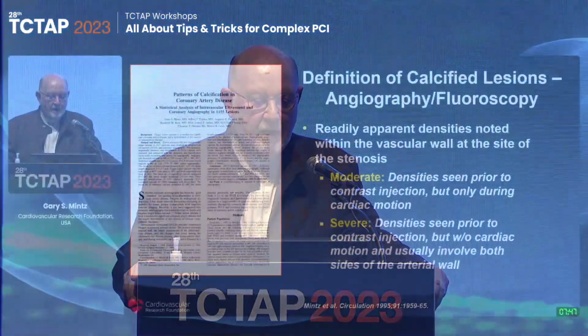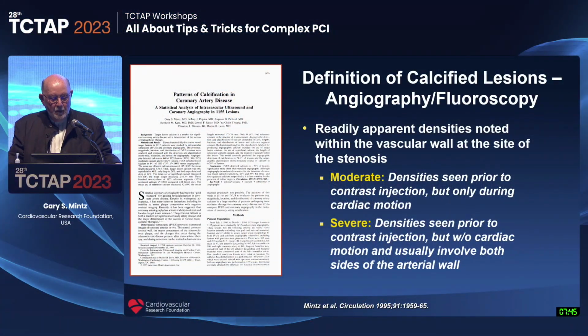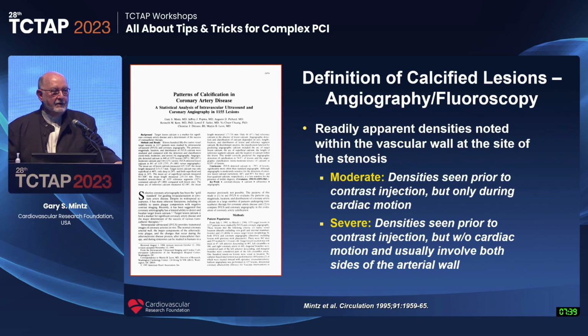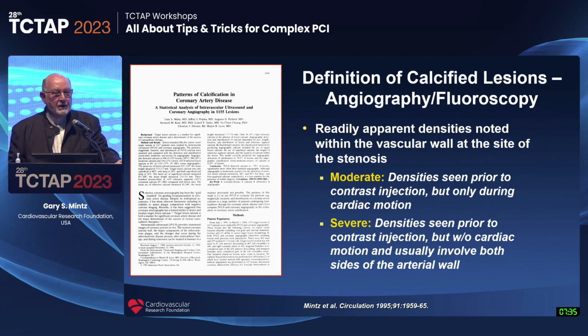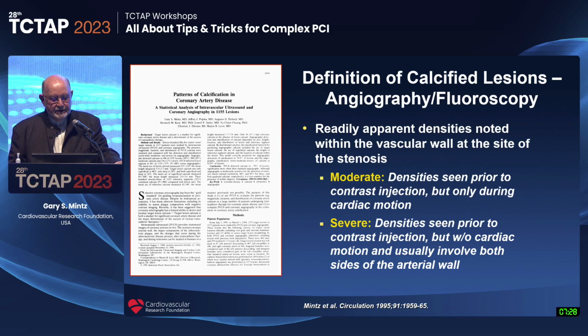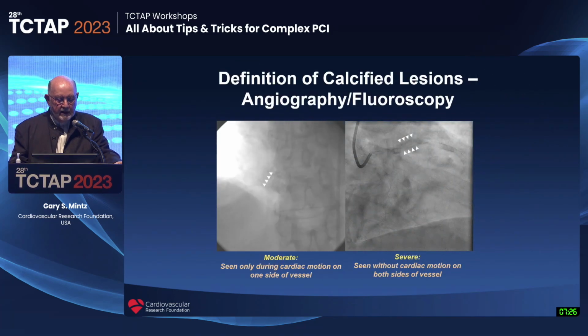It is a bit ironic that the oldest, most cited definition of angiographic or fluoroscopic calcium comes from a paper that I wrote in 1995 touting IVUS as the gold standard for calcium and criticizing angiography. But that said, this is typically what you see angiographically. Moderate calcium you see with motion, severe calcium you see without motion.